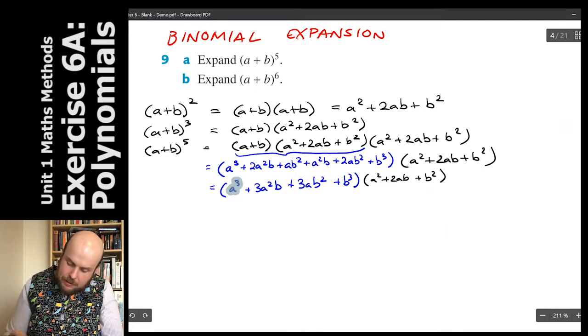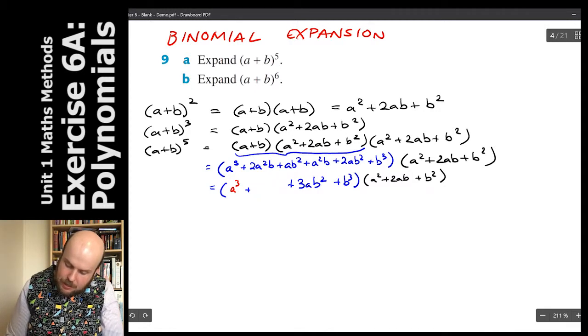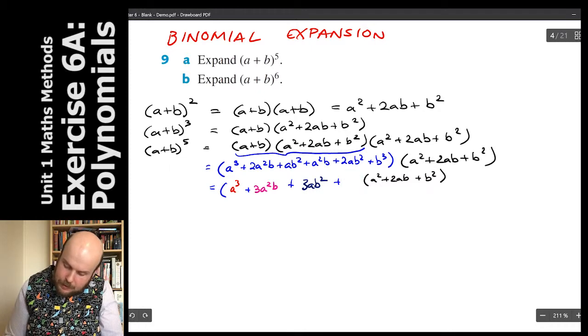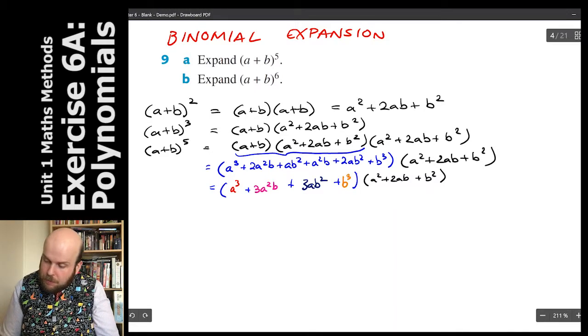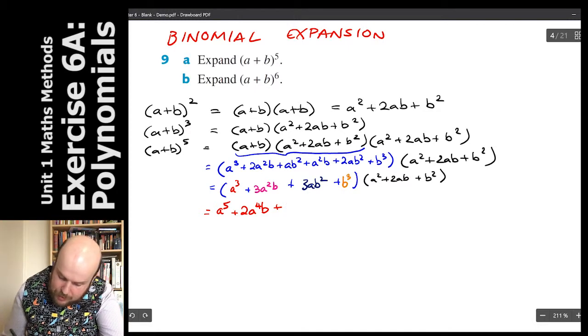So I'm going to color code this section. I'm just going to change the colors for each of these so that you can follow along with what I've done here. When I'm multiplying, you know which one multiplied with which. So I'm going to multiply the a cubed with everything in the other one. So that's going to be a to the power of 5 plus 2a to the power of 4 b plus a cubed b squared.